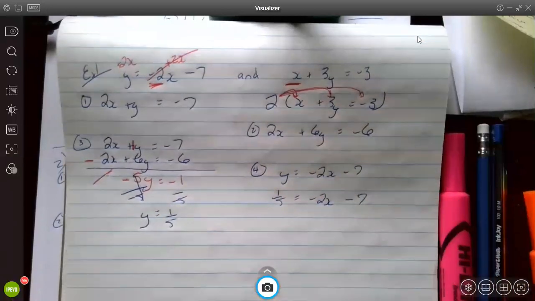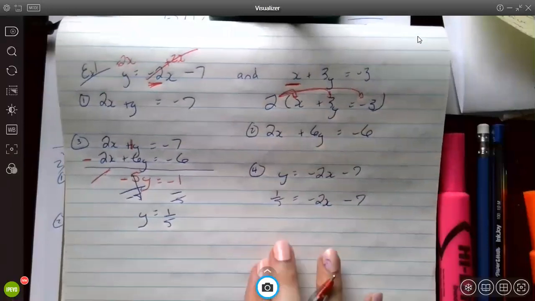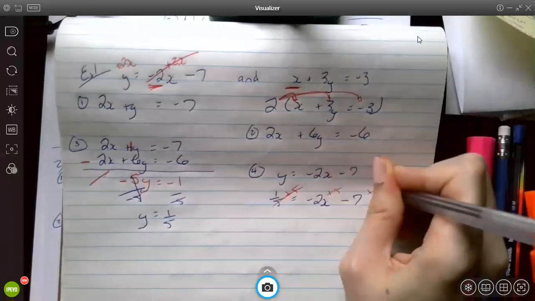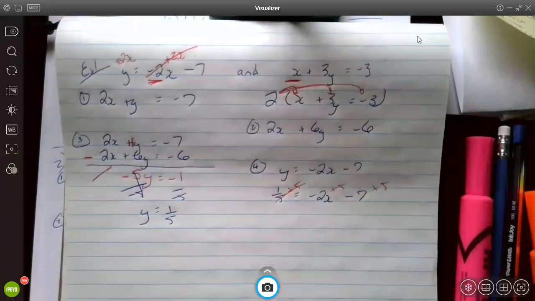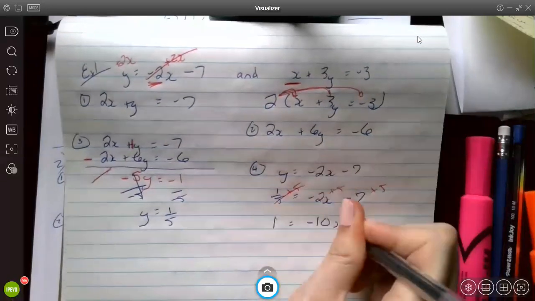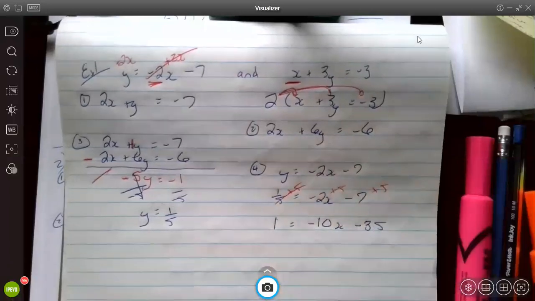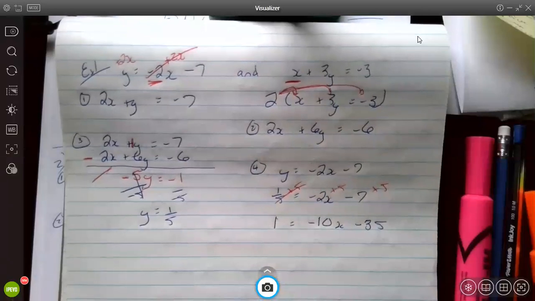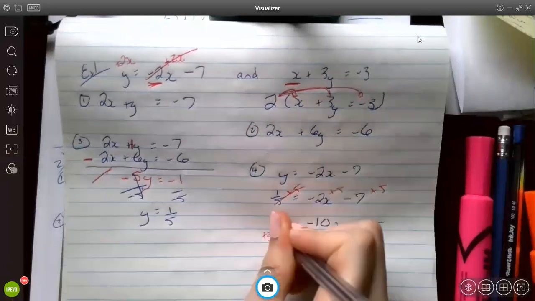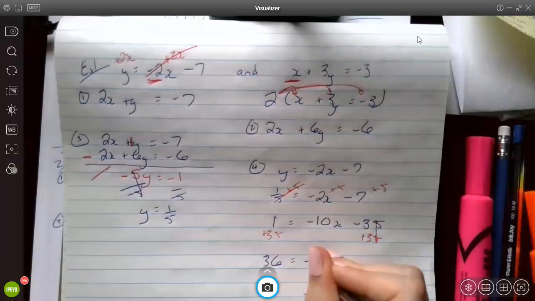And then, just because I hate working with fractions, you don't have to get rid of your fractions, but I hate working with them, so I'm going to multiply by 5 right now, which leaves me with 1 equals negative 10x minus 35. And then I'm going to start isolating x, so I'll add my 35 to move it to the other side. That leaves me with 36 equals negative 10x.